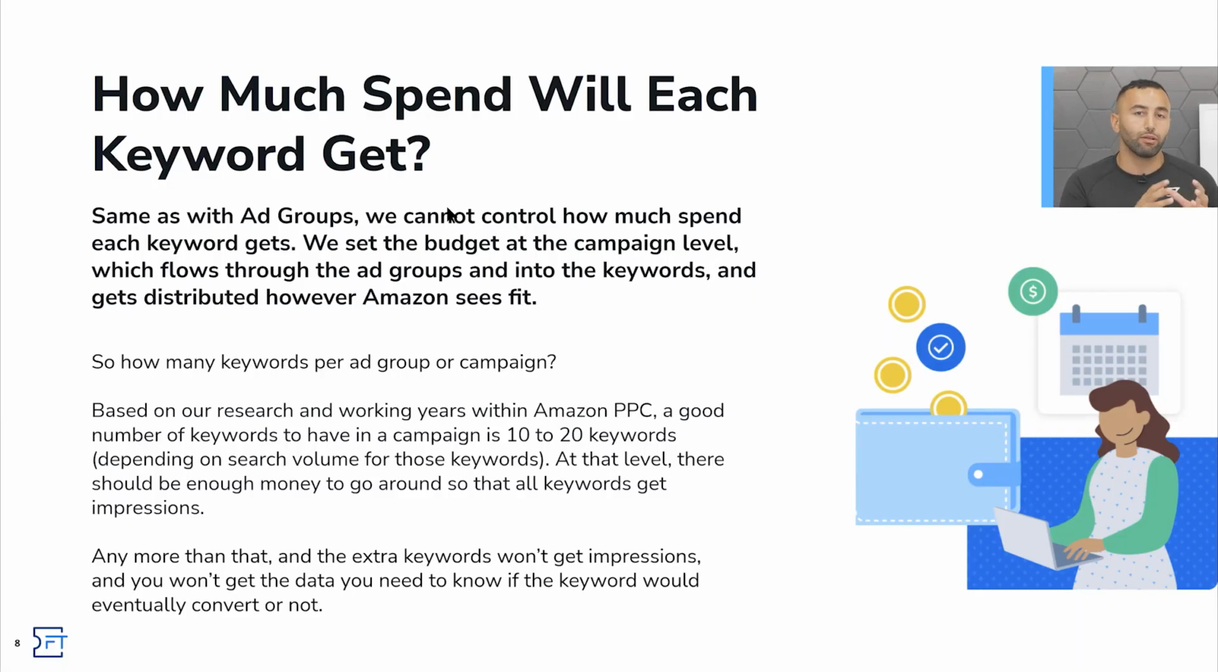Like we talked about with ad groups, it's the exact same thing. We don't know how Amazon is going to send that budget that we set at the campaign level. We know it's going to go straight through the ad group down to the keywords, right? Because now it's no longer splitting between ad groups, it's just going through one ad group. But how much budget will each keyword get? Thing is, we don't know that. And it's, again, something that Amazon has control over. The only way to ensure that your entire budget goes to the keyword is to have only one keyword.